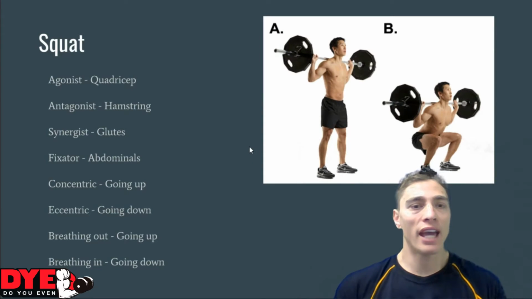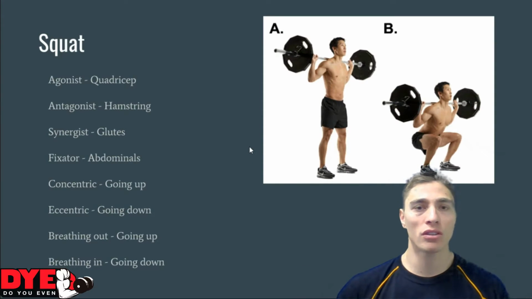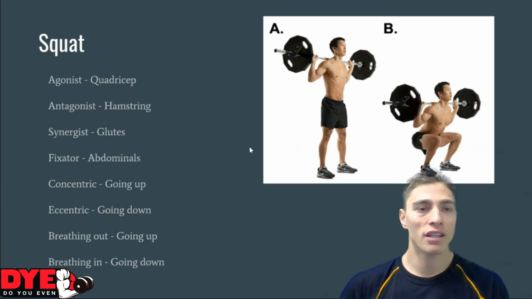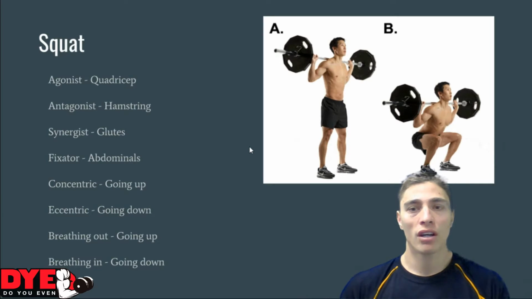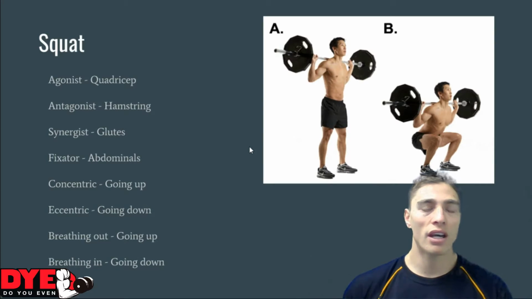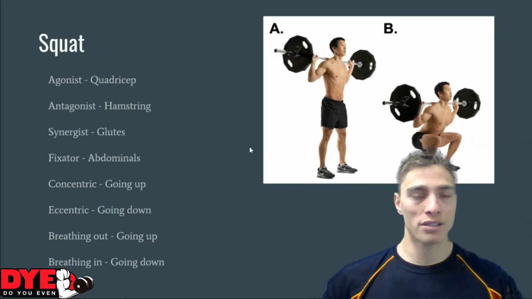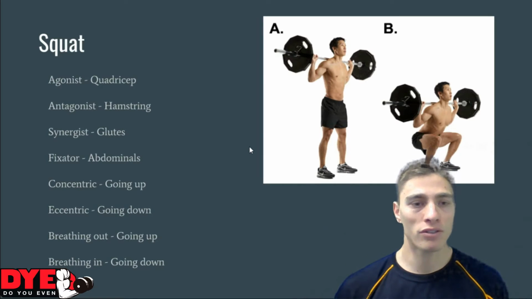Squats. Agonist, quadricep, so your quads do a lot of work in your squat. Antagonist, opposite, is your hamstring obviously. Synergist, your glutes, so your glutes do a lot of work in the squat, so even if you had your agonist as glutes, I think that would be acceptable. Fixator, abdominals. We know our squat technique, we want to keep our back nice and straight. Our abdominals enable us to do that nice and tight, keep our good form.